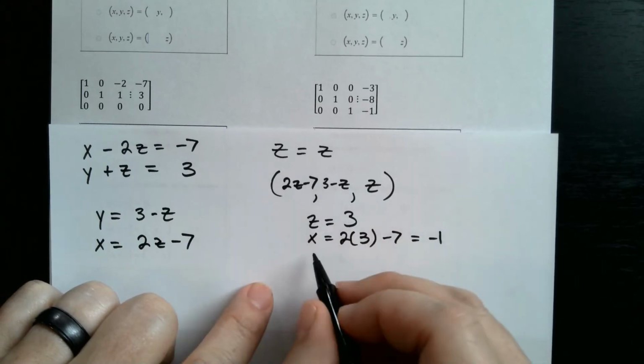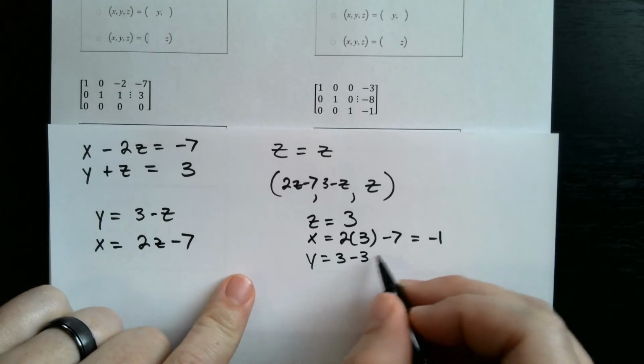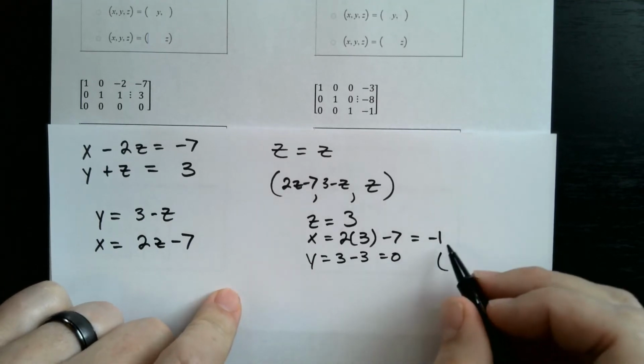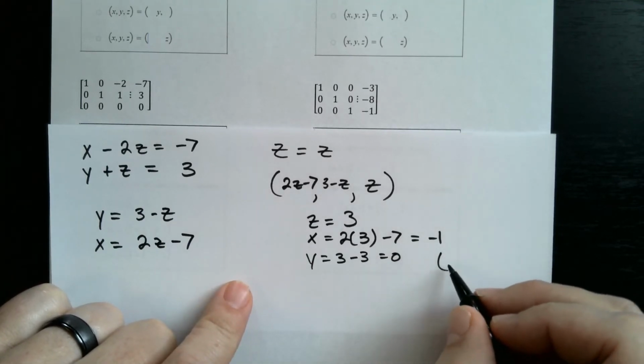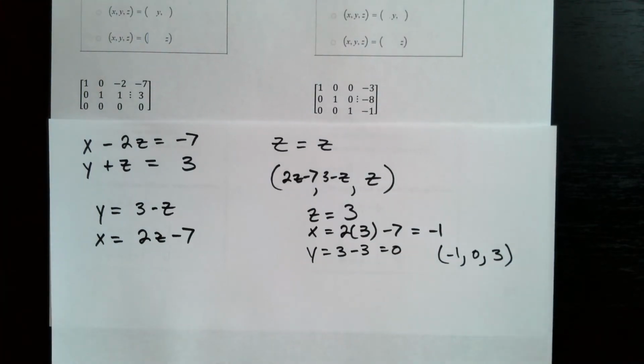And now let's figure out this one. Y is equal to 3 minus z, but our z is 3, so 3 minus 3 is equal to 0. So you get the three solutions for x, y, z: -1, 0, 3. Okay, so that's a solution if you start with z is equal to 3. You can start with whatever number you want.